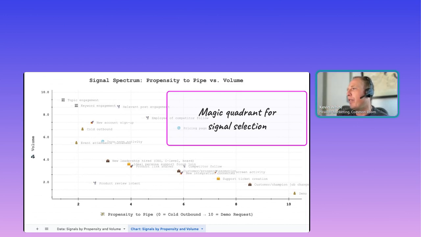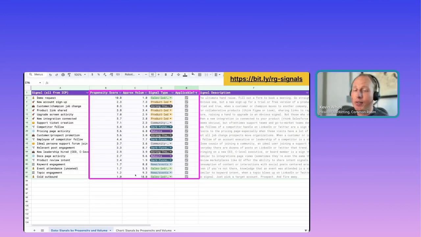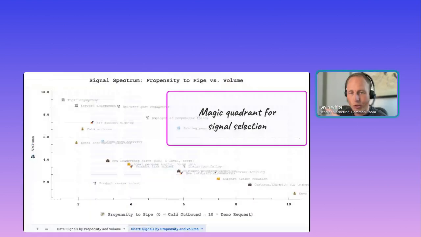I will also add that these numbers in here are approximations. They're not fully studied benchmarks. So if you're editing any of these, or if you want to customize it or tailor it to your own use case, I would change the numbers here based on your own volume and best educated guess for conversion rate. So just a note there.